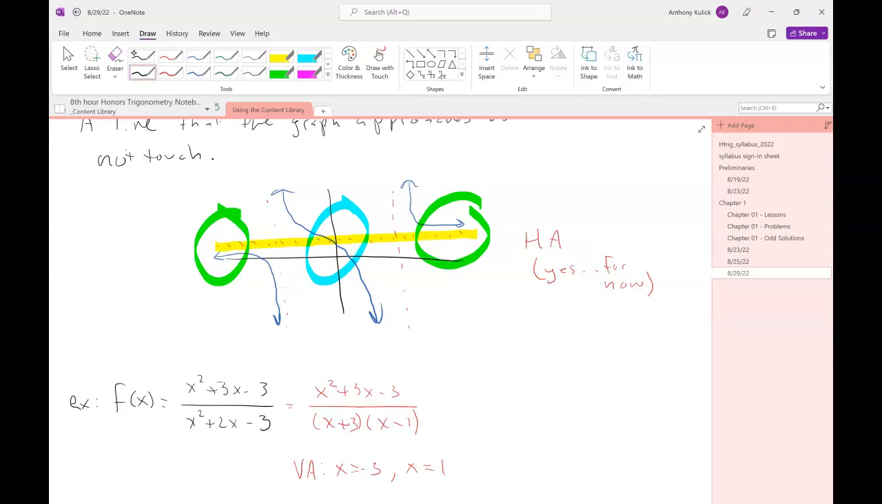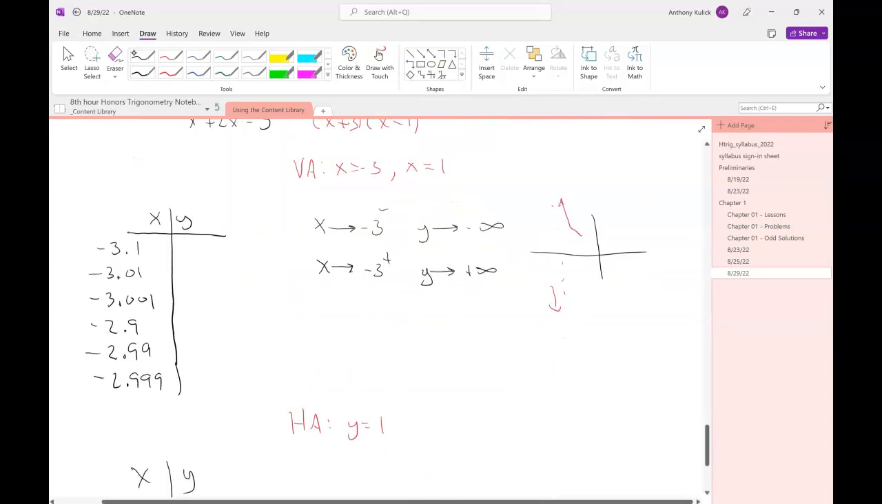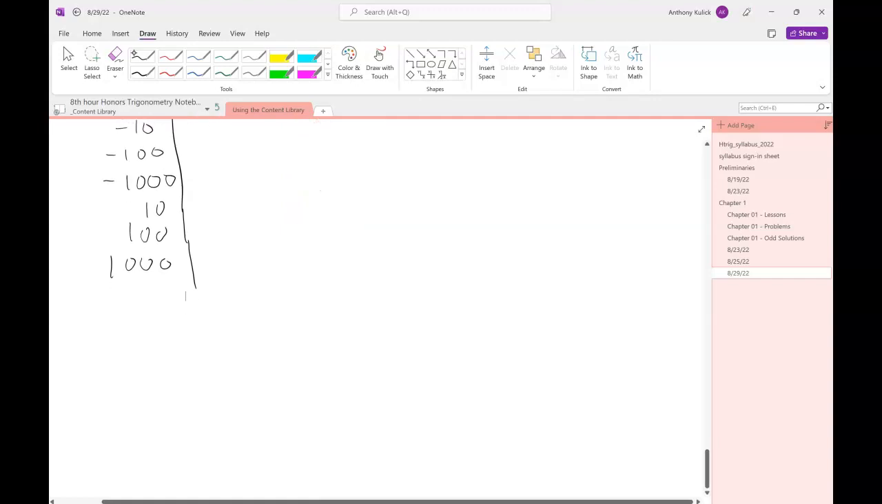Does this feel okay about how to make a table to confirm something's an asymptote? Okay. That's it for 1.6.